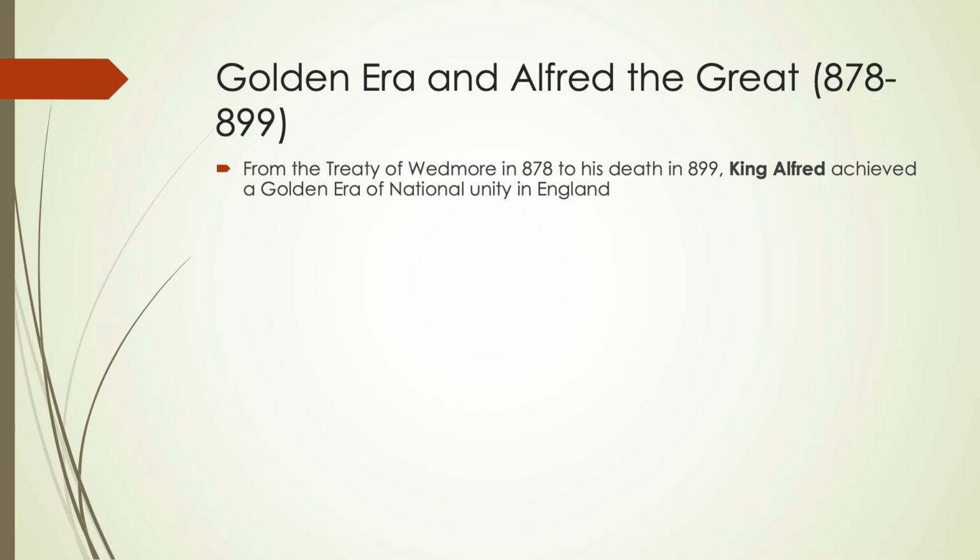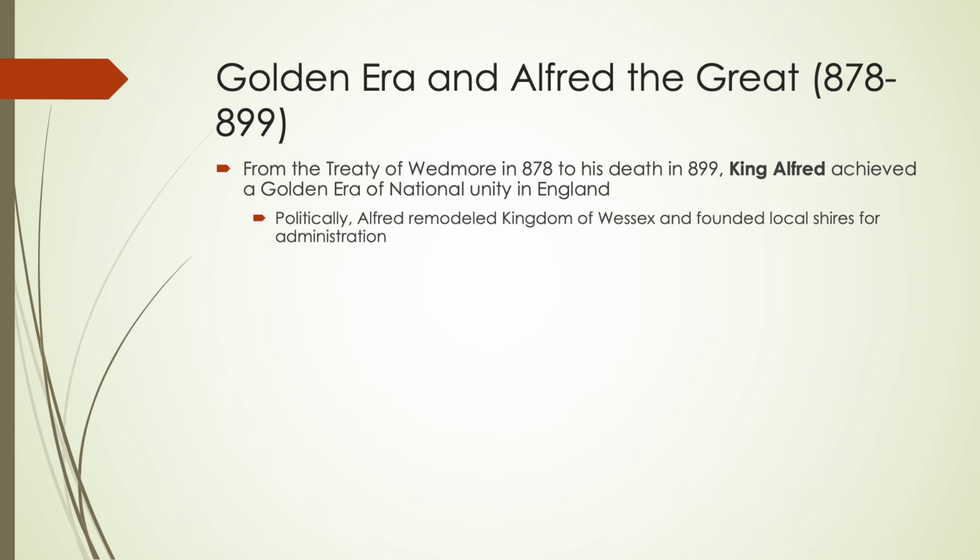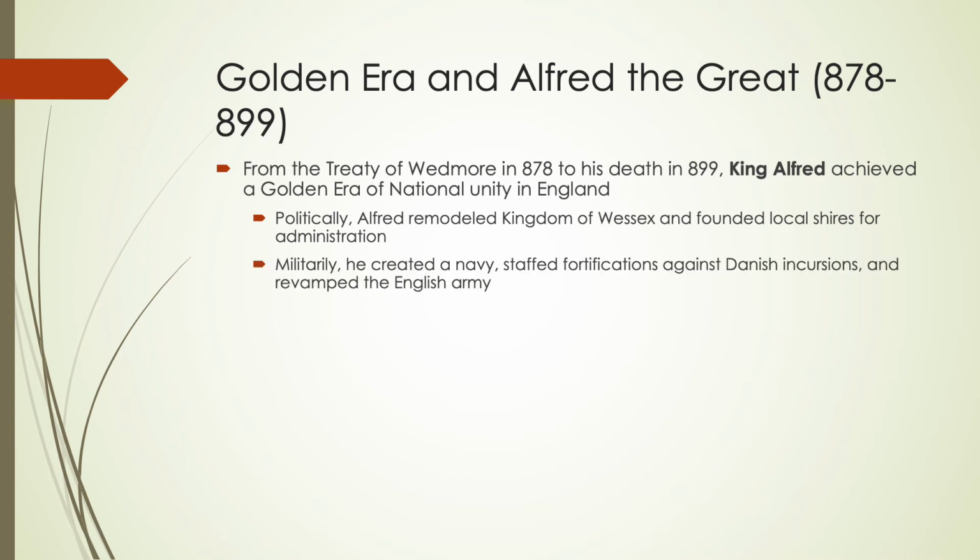So there were a lot of things that happened during this relatively short period of time of about 20 years or so. Politically, he remodeled the Kingdom of Wessex. He founded local shires for administration, so we get administrative groups within the kingdom. In terms of military, he created a navy. He had fortifications against future Danish incursions. He revamped the English army, so he developed a national army and navy as well to prevent any further attacks during his rule.